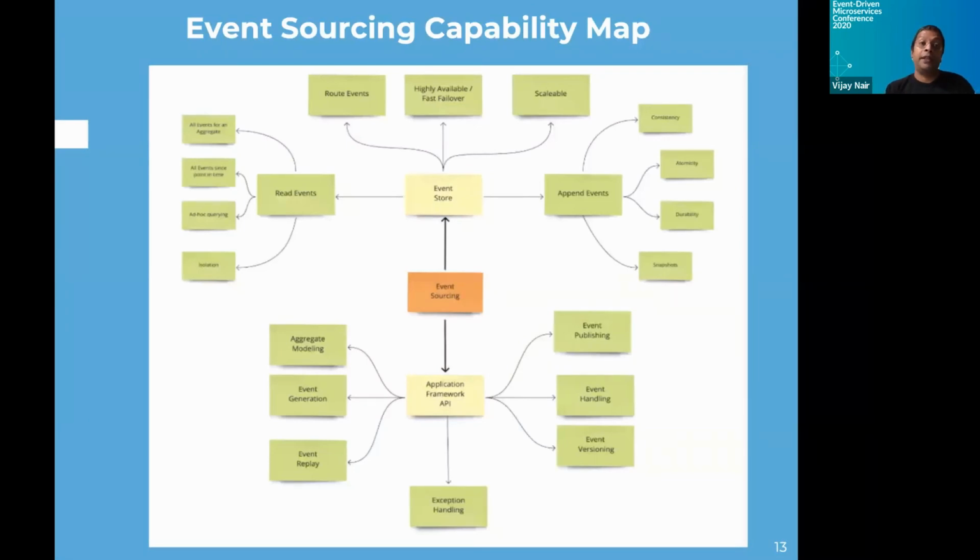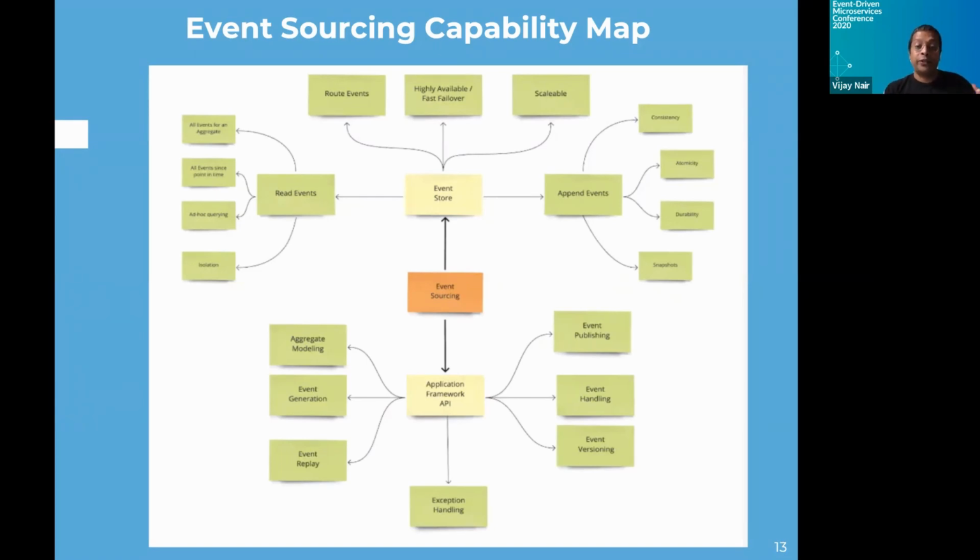At the same time, it also needs to provide the capability to read events extremely fast. So all the events that have happened on an aggregate, it could be all events since a point in time for an aggregate to help construct projections, as well as ad hoc querying capabilities, as well as isolation. So the reading of events is extremely important and as critical as the append of events. And the event store needs to provide both of them.